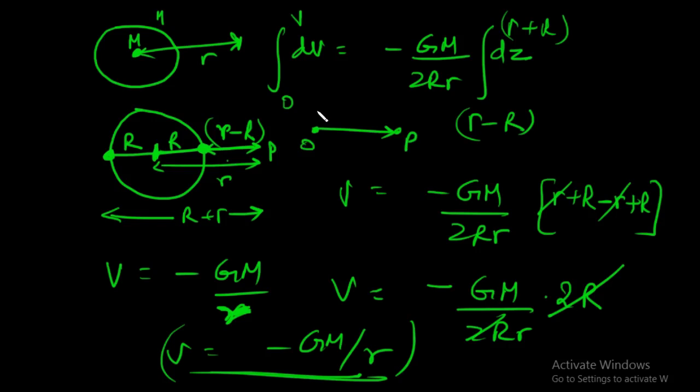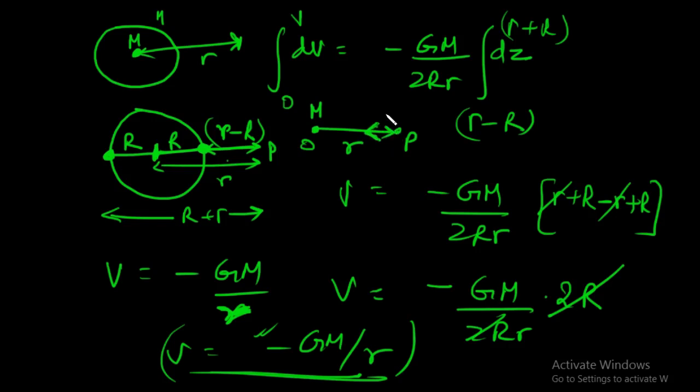This is P and this is O. Virtually this has a mass m, so there is no need of taking the sphere. This has a mass m, this is r, so V would be equal to minus Gm by r, which is right. And obviously E would be equal to Gm by r square, and that would also be minus, because the field of the gravitation would be directed inwards, because it is an attractive force.